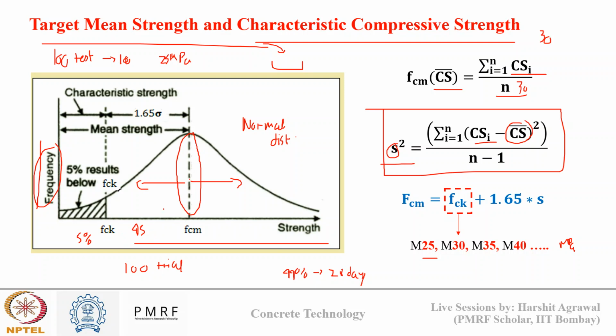However, when we do mixture design, we use target mean strength for designing. Okay, so if I know the characteristic compressive strength that I want from concrete at 28 days, then this plus 1.65 times the standard deviation value will give me the target mean strength. So whenever we do design, we design for target mean strength, and whenever we check the concrete quality, we check for characteristic compressive strength. Okay, so we design for target mean strength and we represent in terms of FCK, characteristic compressive strength.